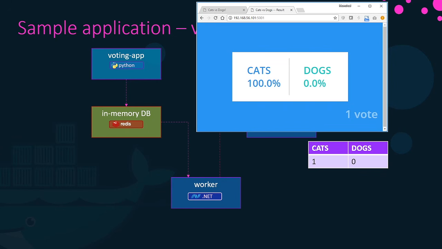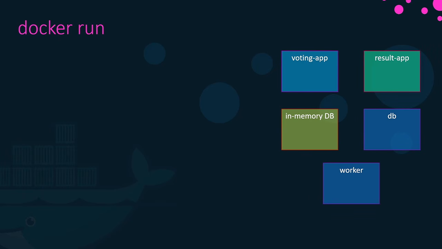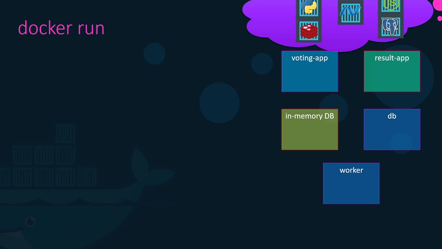Let us keep aside Docker Swarm, services, and stacks for a minute and see how we can put together this application stack on a single Docker engine using first docker run commands and then Docker Compose. Let us assume that all images of applications are already built and are available on Docker repository. Let us start with the data layer.